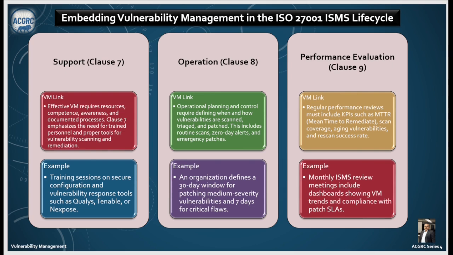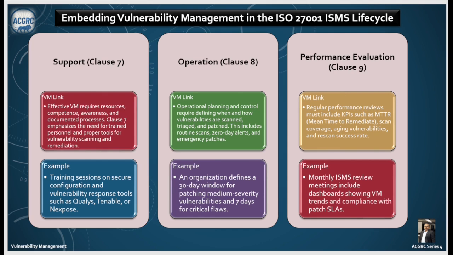What does this mean for vulnerability management? Well, to run a good VM program, you need more than just a scanner. Clause 7 ensures you have enough budget and staff to run scans and fix the issues. Clause 7 ensures you hire or train people who understand threats, patching, and secure configs. Clause 7 ensures staff are aware of risks, like phishing or insecure practices.